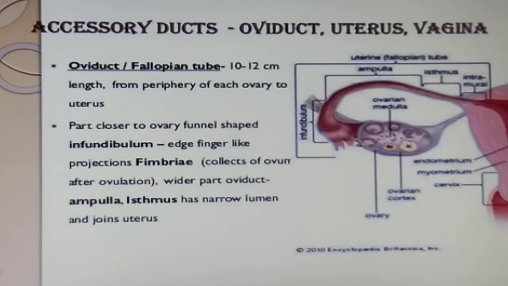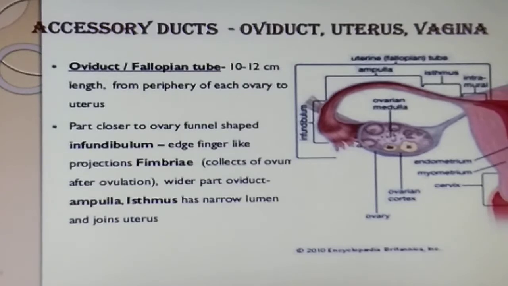Now the part closer to the ovary, you can see here, is funnel shaped. It is known as the infundibulum. And the edges of the infundibulum possess finger-like projections that are known as fimbriae. What is the function, students, of the fimbriae? It helps in the collection of the ovum after ovulation. So this is the complete process here.